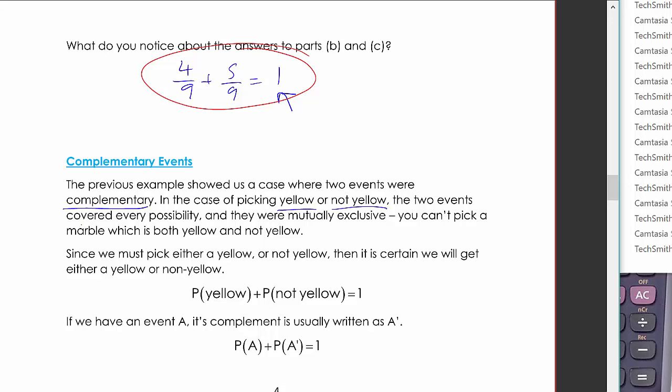The two events cover every possibility, and they're mutually exclusive. You can't pick out a marble that is both yellow and not yellow. So in that situation, it was always going to be the case that the probability of yellow add the probability of not yellow is 1. It's absolutely certain that we're going to get that situation, either a yellow or not a yellow.